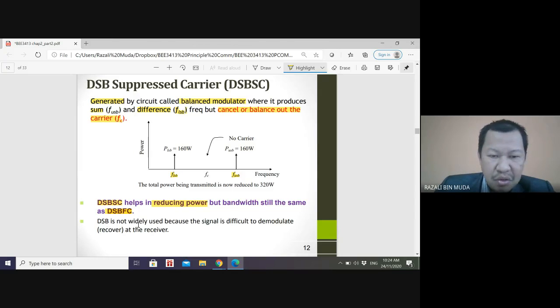Okay, double sideband is not widely used because the signal is difficult to demodulate. So the disadvantage of this kind of modulation is that it is difficult to demodulate. At the receiver part, the circuit is difficult to process this signal and extract the information. So that is the disadvantage of double sideband suppressed carrier, and the result is it is not widely used.